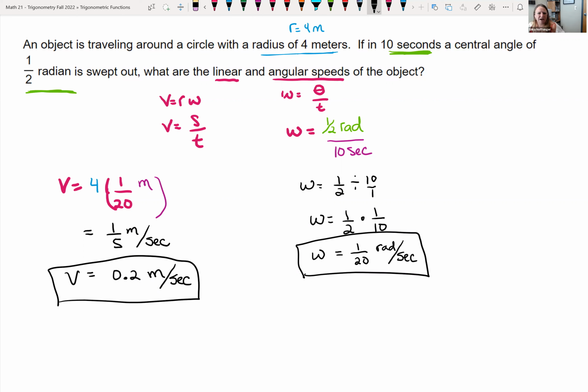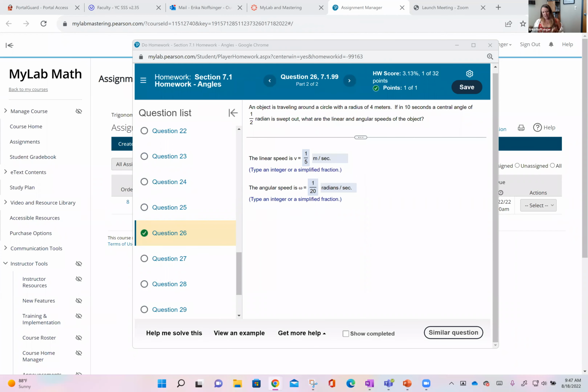So let's go back and put that into my lab and mastering. I'll pause the video. Okay, looking at it in mastering, as you can see up here, we got the question correct, and that's similar to your problem 26 on your homework.